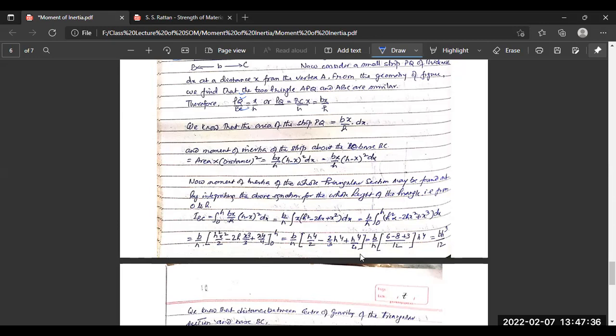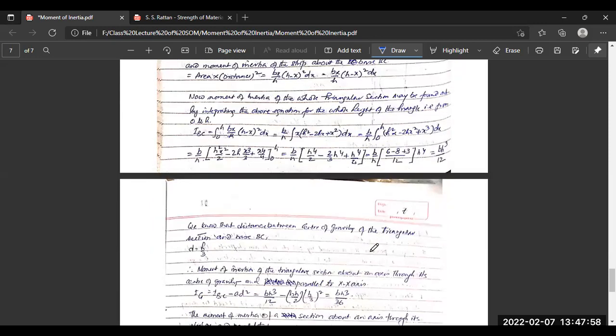So the moment of inertia of a triangle about its base is given by b into h cube divided by 12, where b stands for the length of that particular side, multiplied by h, the height from the apex of the triangle.